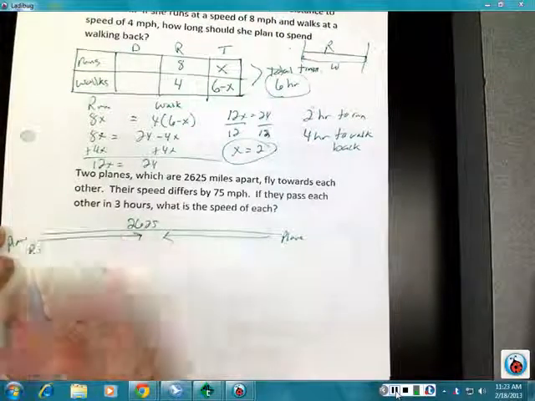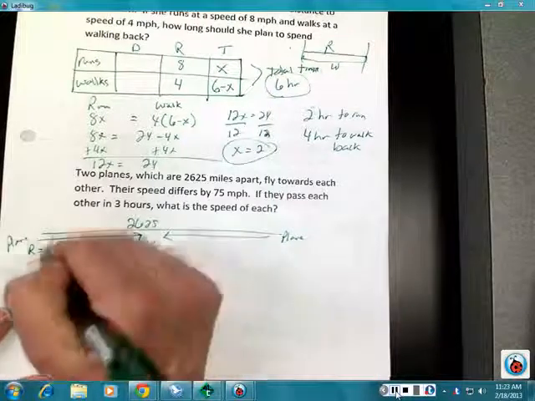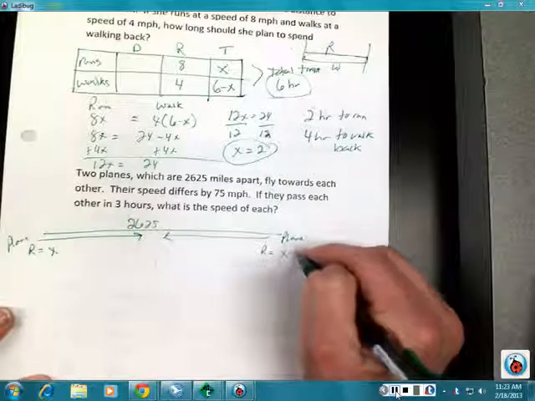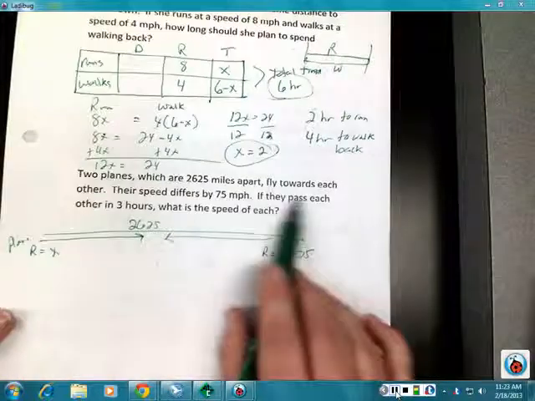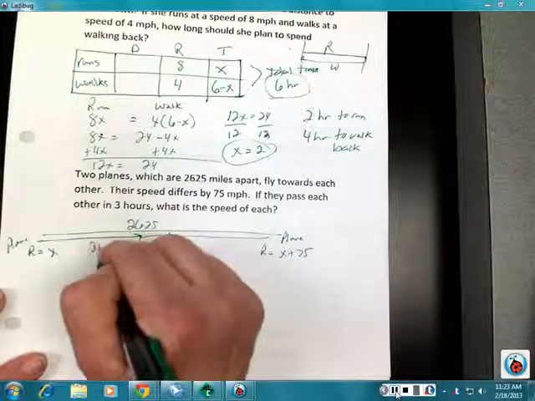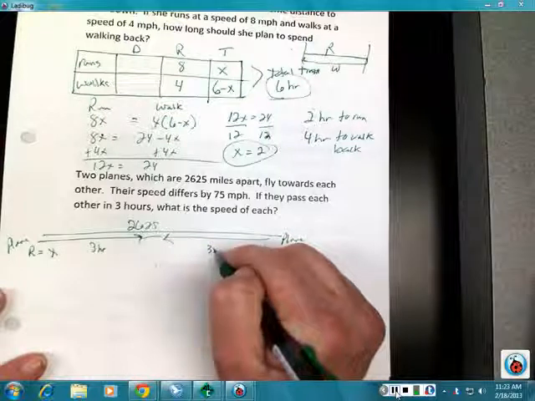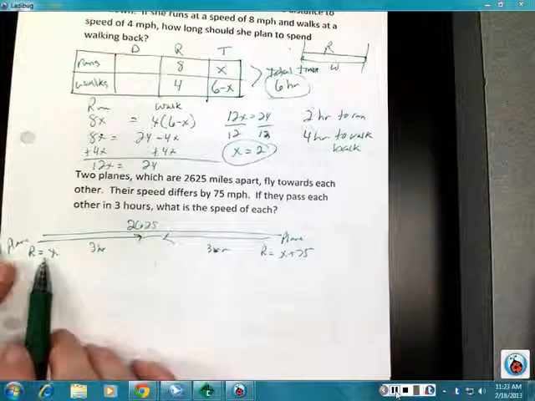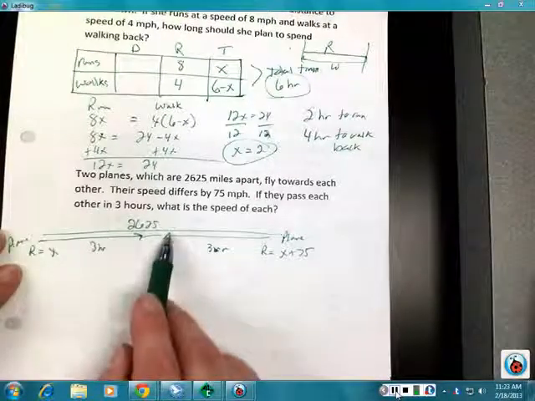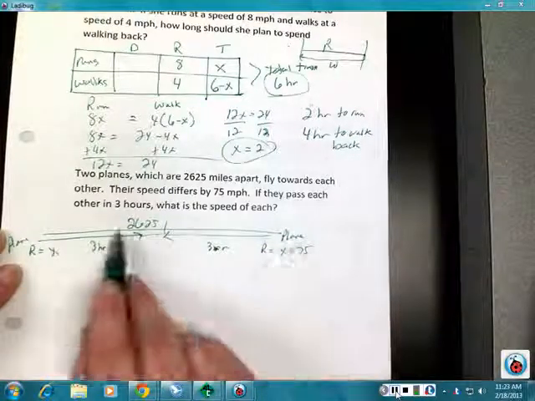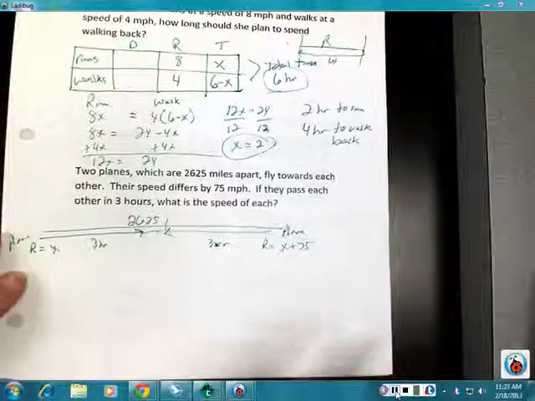So what's the first plane's rate? X. What's the second plane's rate? X plus 75. If they pass each other in 3 hours, so it's 3 hours here and 3 hours there, what is the speed of each? If they're going to pass each other, this plane flies this amount of distance and this one flies this amount. So this plane plus this plane will equal the 2,625.